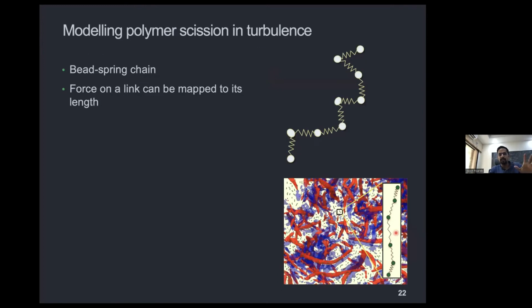Okay, so now given this background of our bead spring model, that's what we're going to adopt for our polymer description. And that allows us a simple way to model breakup. So all we do now is we say that if any of the links in our polymer chain extend beyond a threshold, which we call L scission, then we say that that link has broken and the polymer breaks at that location.